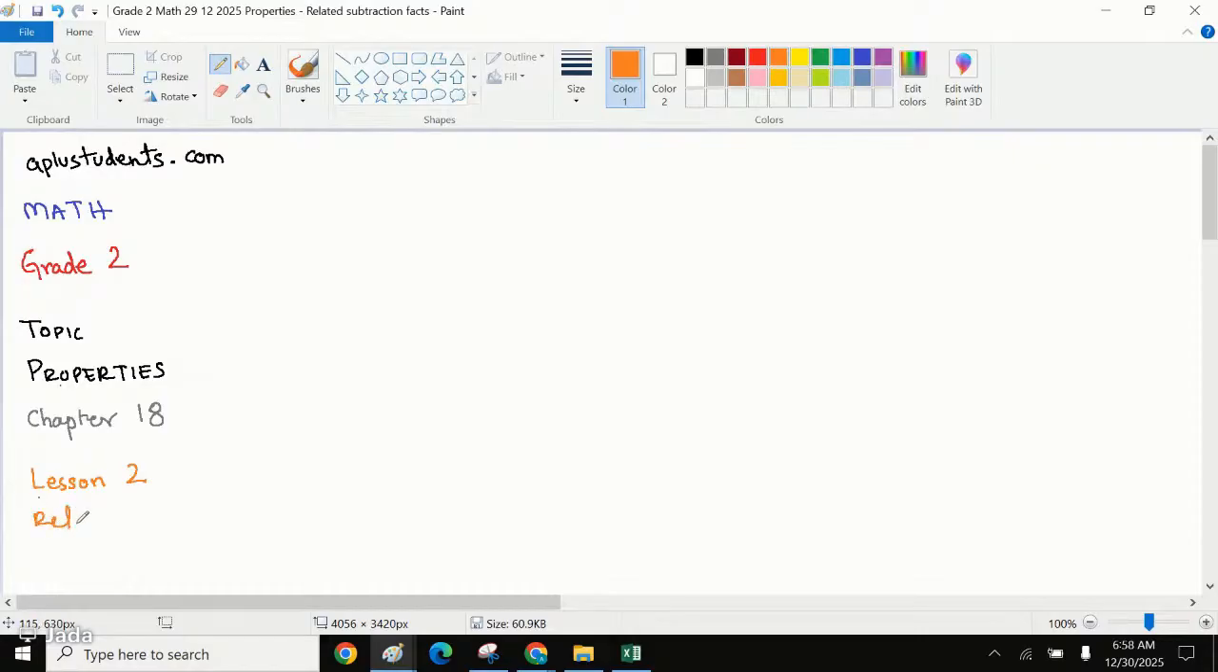The name of the lesson is related subtraction facts. So we will look at how subtraction is done, what the rules of subtraction are, and let's start off with the topic. Let's open up maths chapter 18, that is properties, and lesson number 2, related subtraction facts.